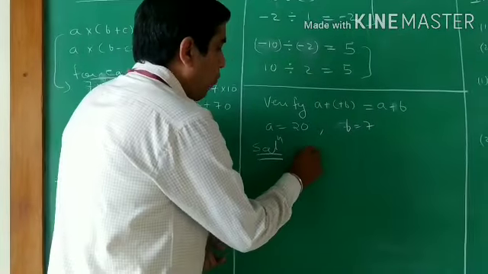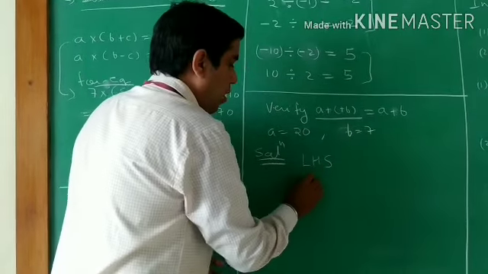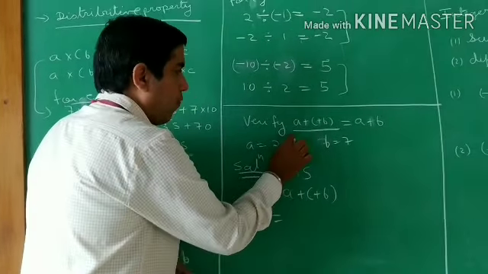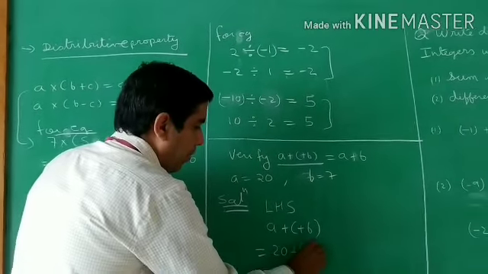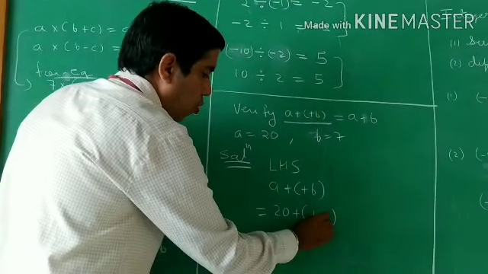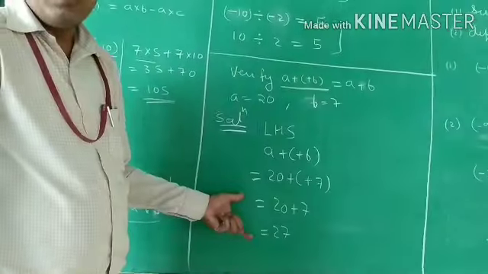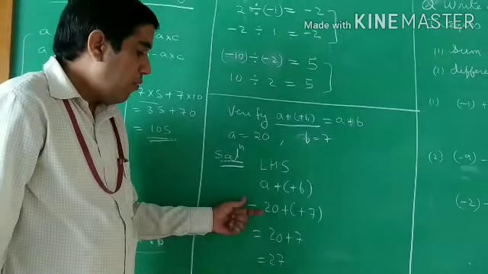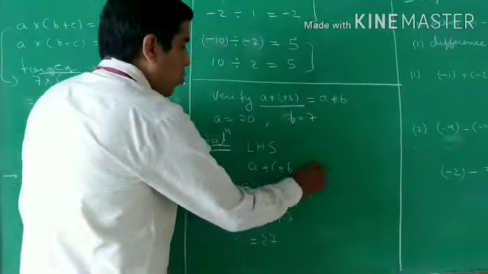I am solving here. First we will write LHS. LHS is this part, so write A plus B, and keep the values in the LHS. A is here 20 plus 7. The answer is 20 plus 7, and when you open the bracket it comes 27. Do the steps properly, one by one. Take your time. Don't be fast, because when you do it fast, chances of mistakes are there. The LHS answer is 27. Now solve the RHS.